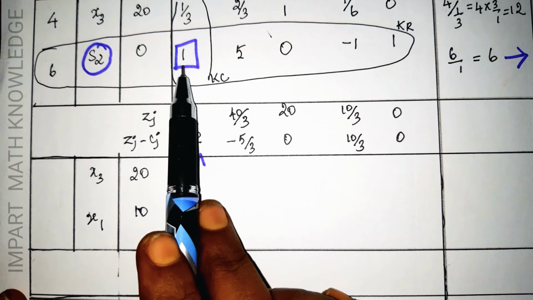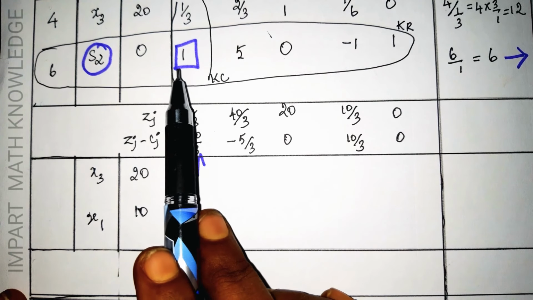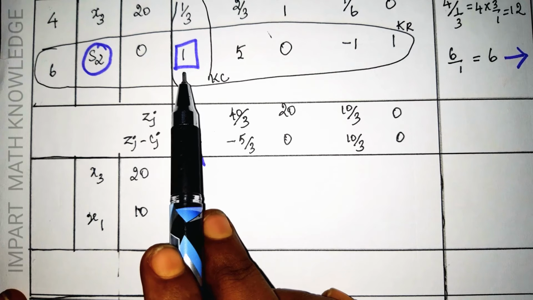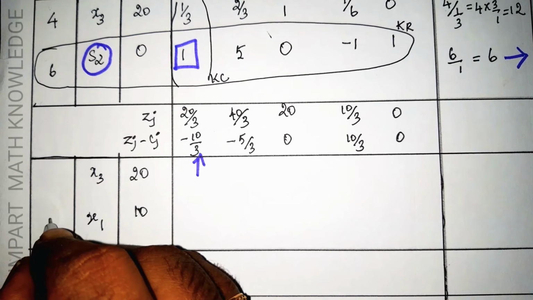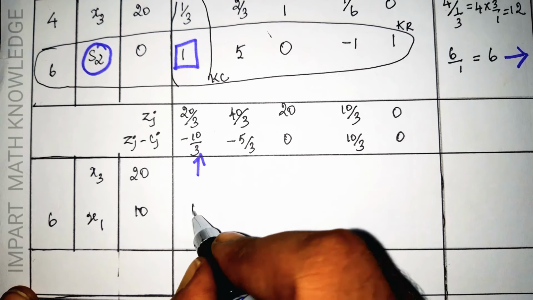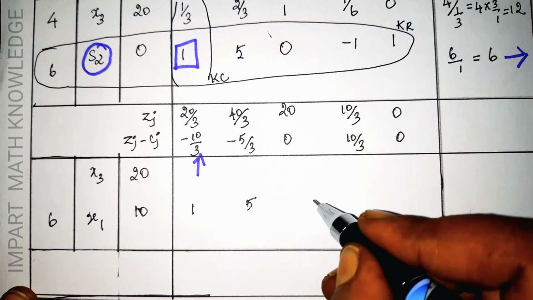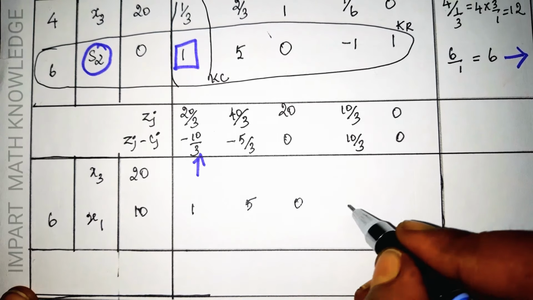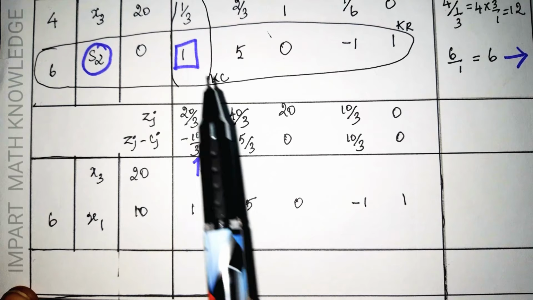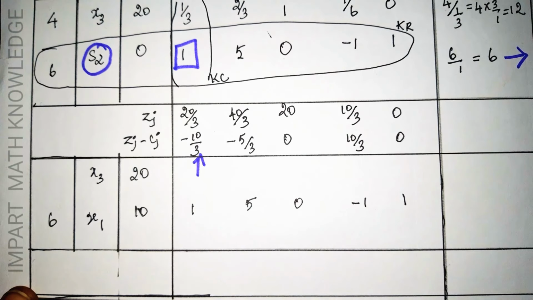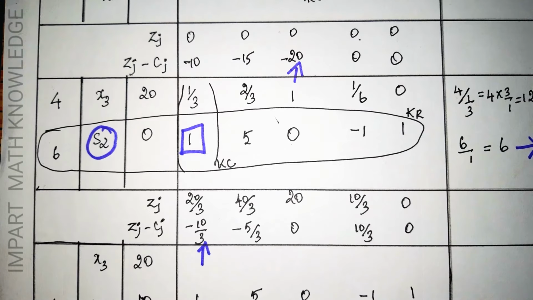Now we want to make pivotal element as 1. Here already the pivotal value is 1, so no need to change. Write the values as it is. That is 6, 1, 5, 0, minus 1 and 1. Now we want to make other element in the same column as 0 using the formula.